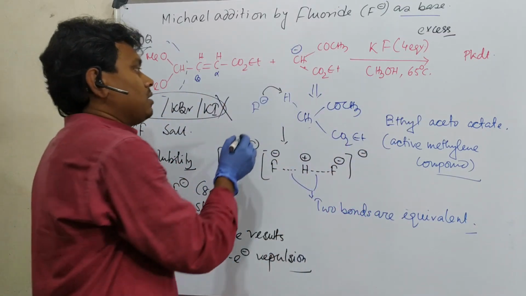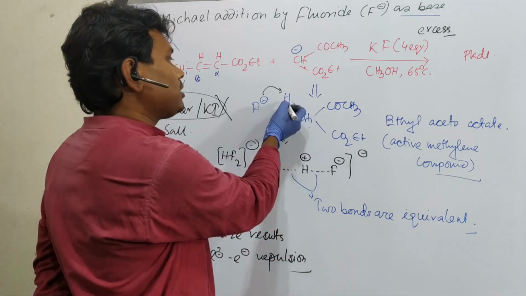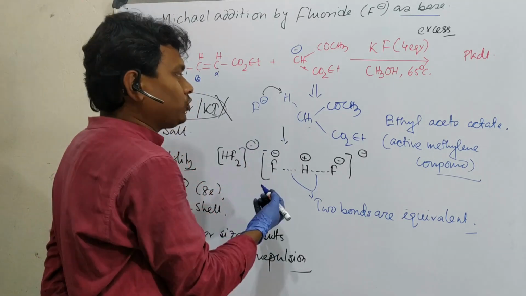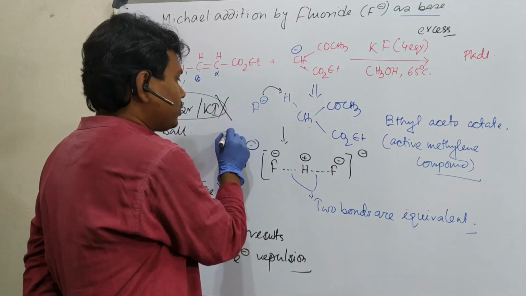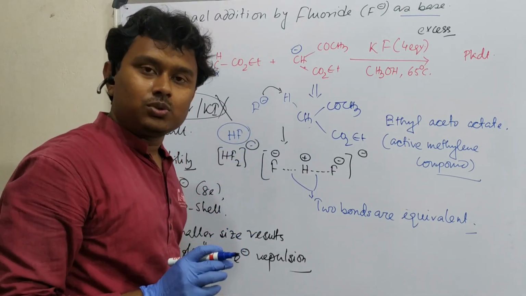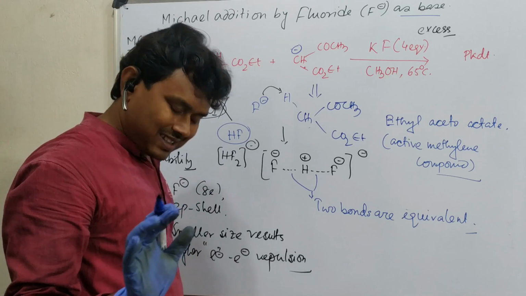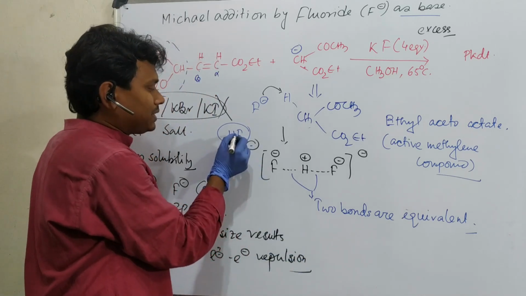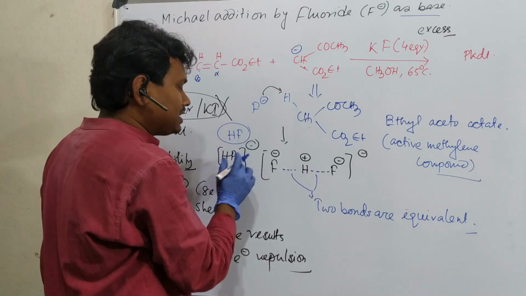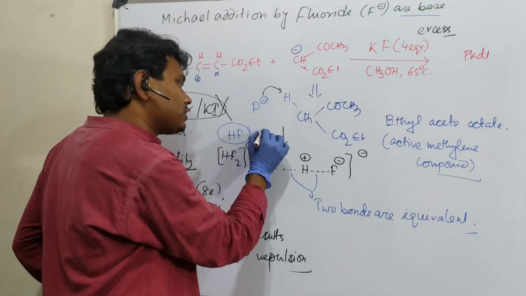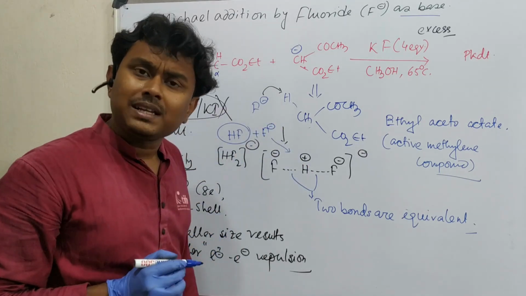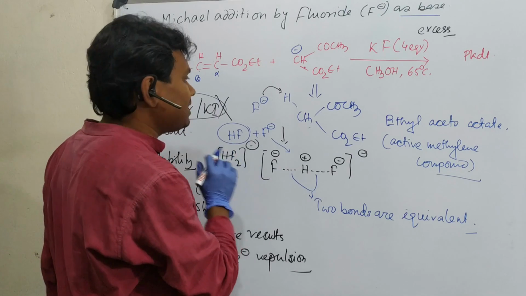Now see, logically, to abstract one proton, we need one equivalent of base. But if we use one equivalent of base, what will be the product? The product is expected to be HF, but HF is not that stable a molecule. I am not saying instability, but this proton is not that stable as compared to this. So this HF will react with another fluoride to result in this HF2 minus. Fine. So that is the main thing.